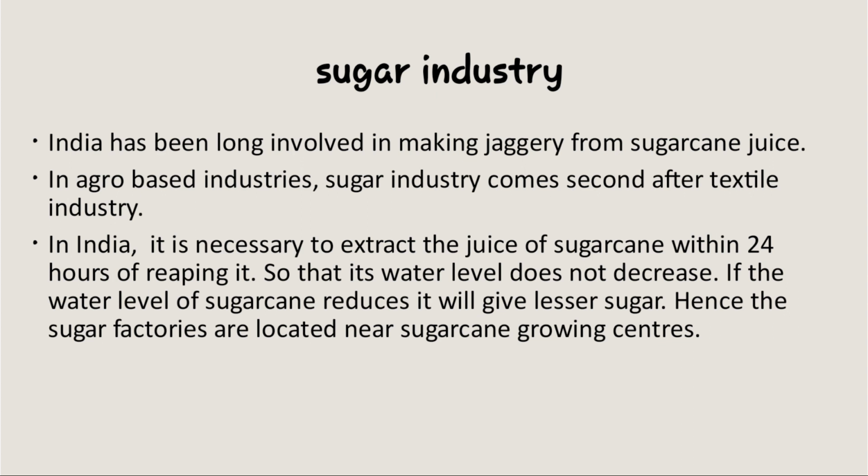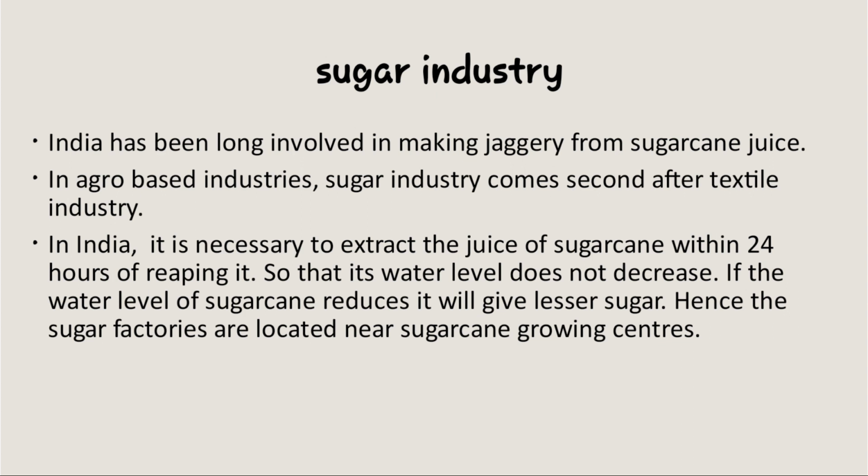Moving to the next one, that is sugar industry. As part of our textbook, sugar industry. India has long been involved in making jaggery from sugarcane juice. We have known from before that we made jaggery from sugar juice. After the British came, we started the sugar industry, because they brought the technology of sugar.